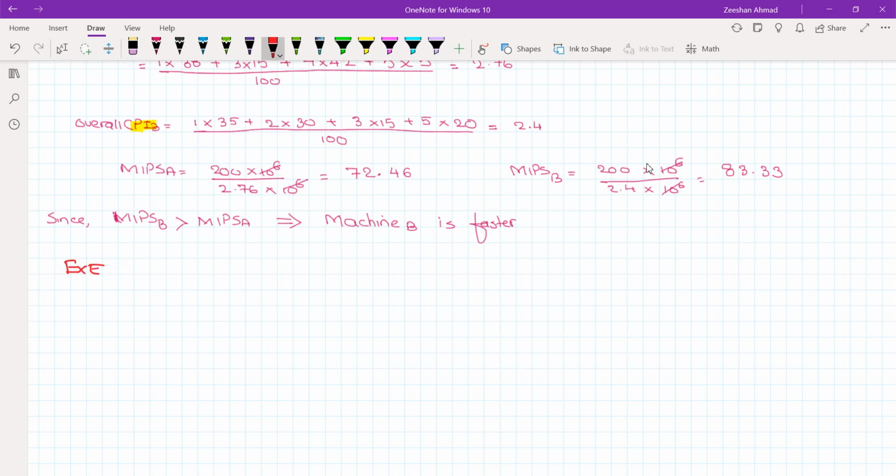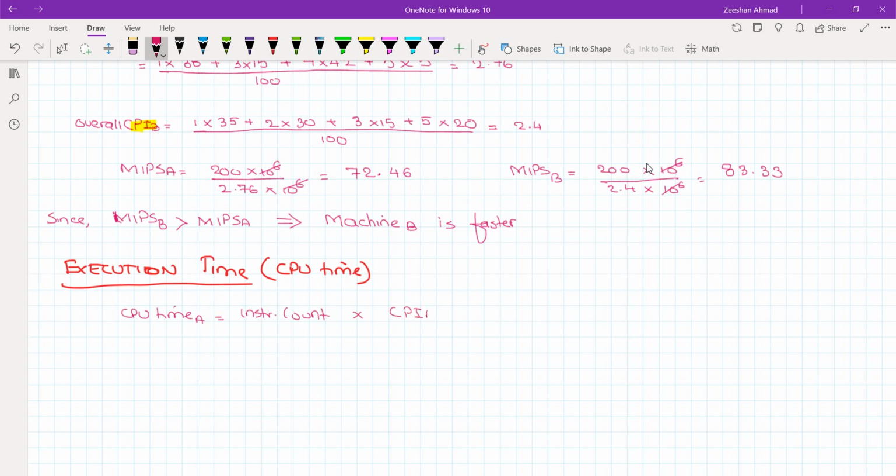Execution time here, or you can say this is basically the CPU time. So now we know that the CPU time for machine A, we already know the formula, will be the instruction count. Since this was in percentage, obviously this will be 100, multiplied by the CPI of machine A divided by the clock rate.